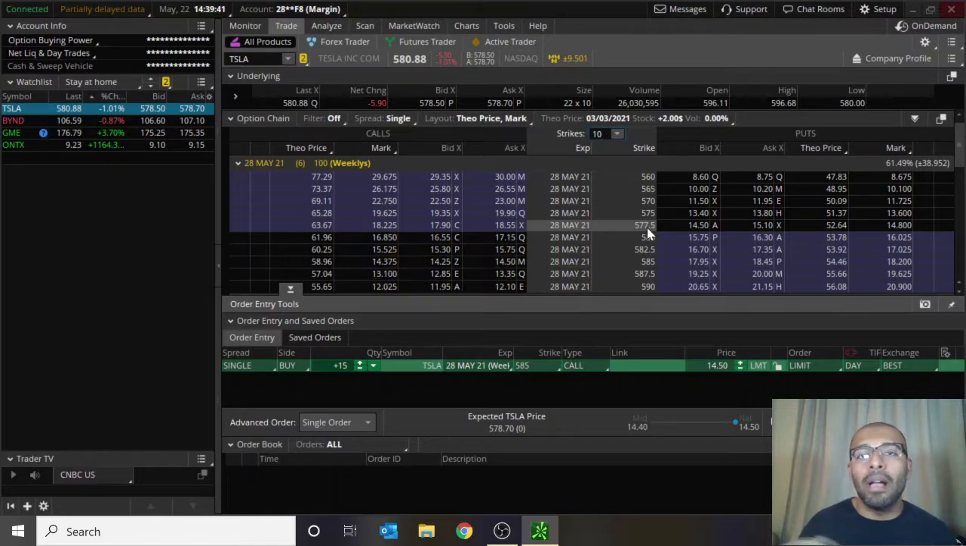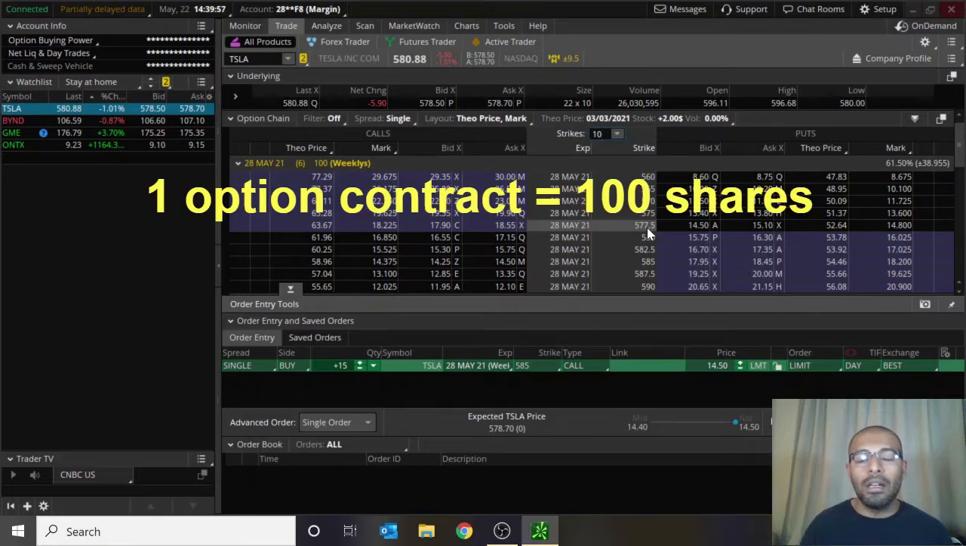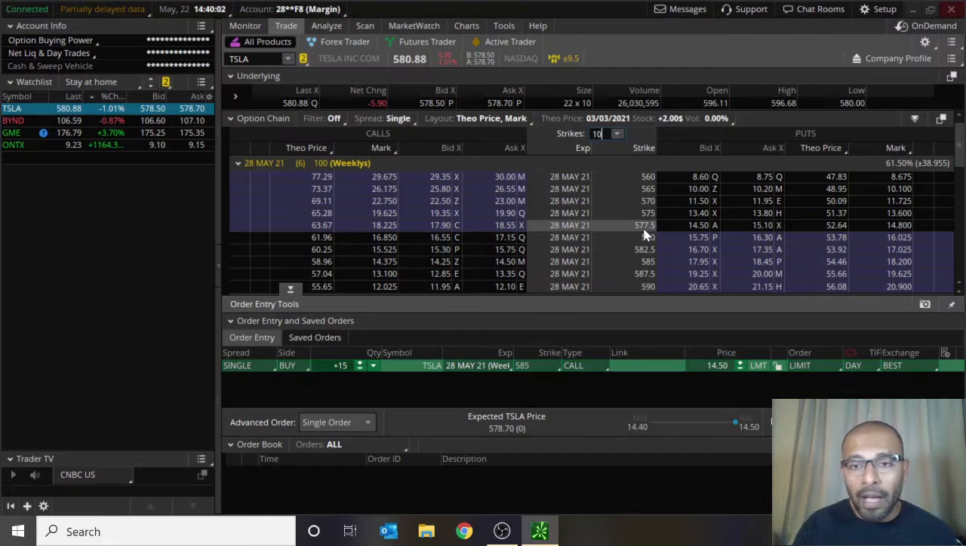Now, when you're buying options, you're buying a contract, all right? So each option consists of 100 shares, and they're called lots. So one lot is the equivalent of 100 shares. So a 577 option call, one lot would be 1855. Now you got to multiply that by 100.